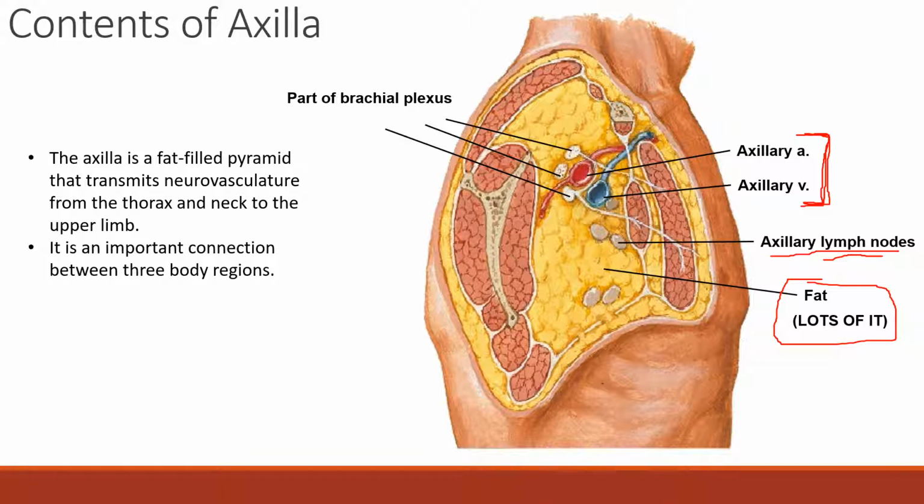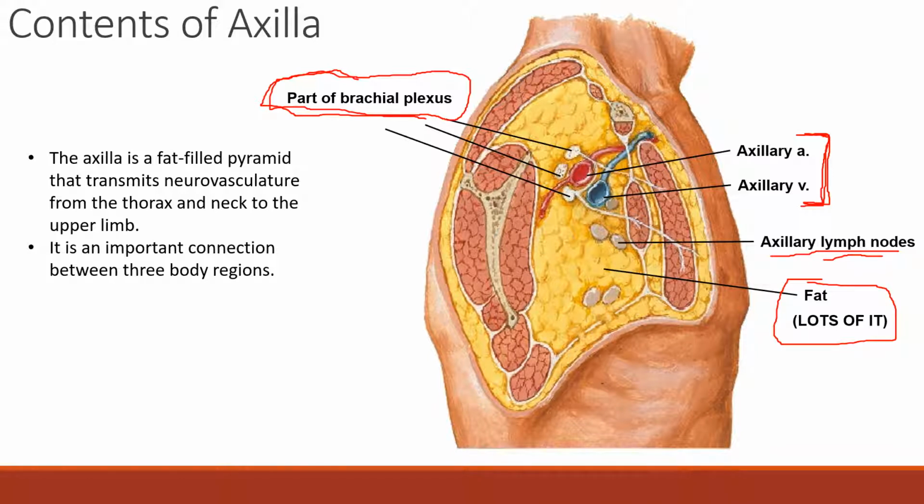Oh, and I should definitely talk about this. The brachial plexus. So the brachial plexus is this big complicated bundle of nerves that supplies all the innervation to the upper limb. All the sensory and motor innervation of the upper limb passes through the brachial plexus, and the brachial plexus is found inside the axilla.